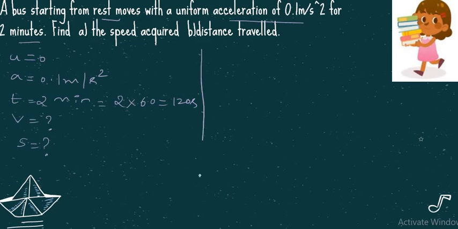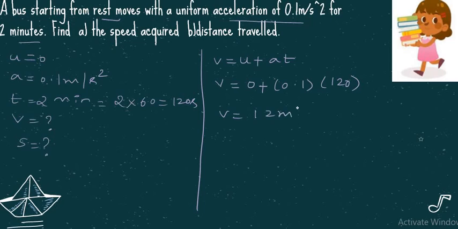So how we can find the v? V is equal to u plus at. Can we use this? Of course we can use this. Where we know the u as 0 and a as 0.1 and t as 120. So it will be equal to 12 meter per second, right? So if you multiply 0.1 with 120, you will get 12 meter per second.